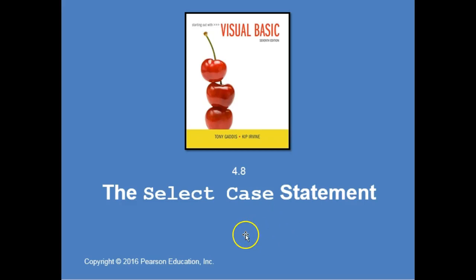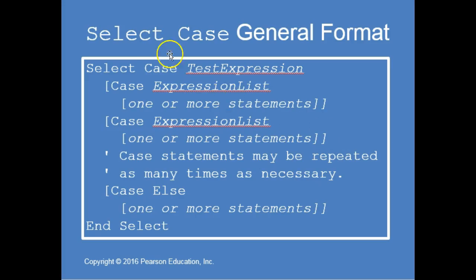Visual Basic has a select case statement, which is similar to a switch statement in C++. It allows you to implement multi-way selection. There's quite a bit of syntax to this statement, and it does differ from the syntax that you see in C++, so I'm going to talk a little bit about that syntax here.